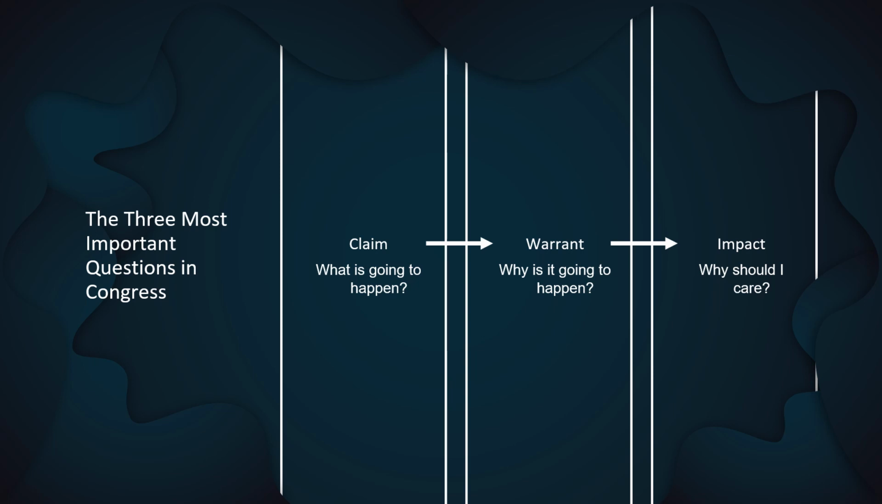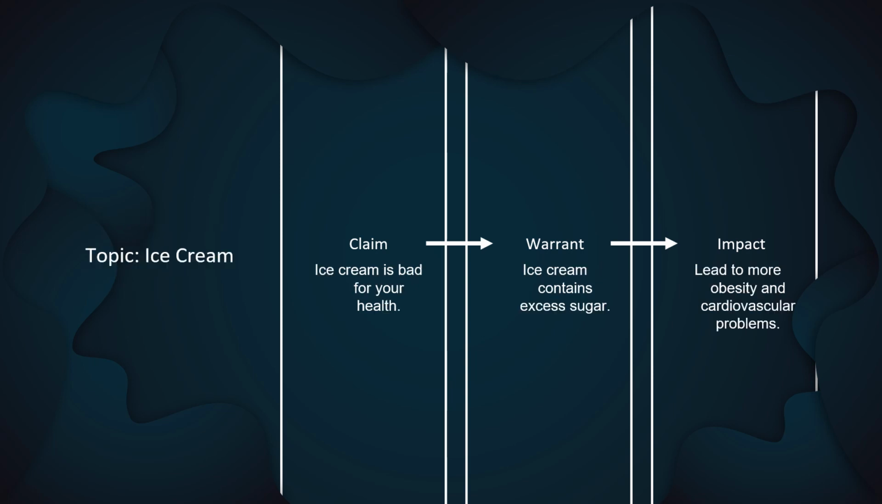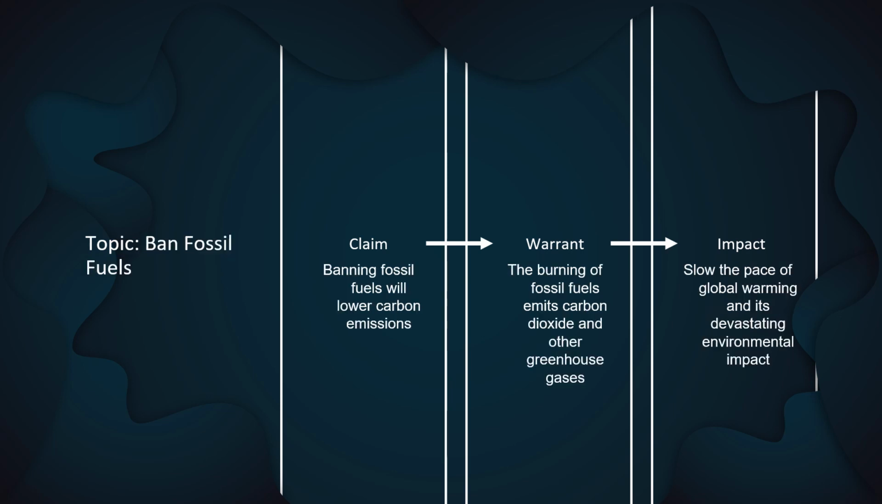So let's look through a couple examples of this. Let's say I have the topic of ice cream. I make a claim that ice cream is bad for your health. Why is that true? Because ice cream contains a lot of sugar. And why should I care about that? Because excess sugar leads to obesity and cardiovascular problems.